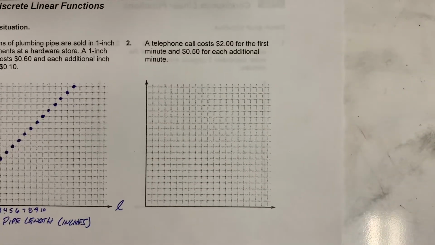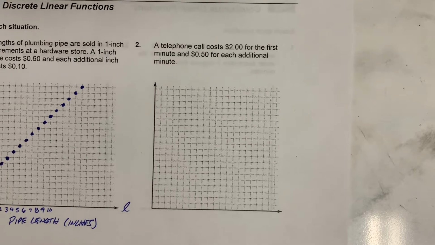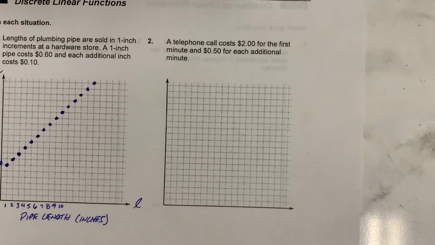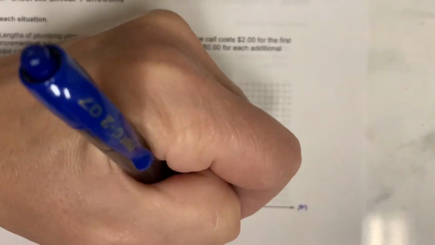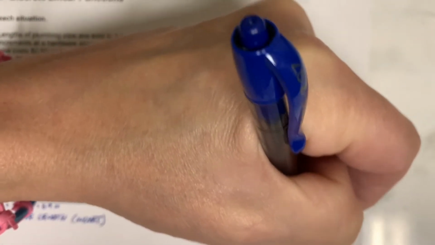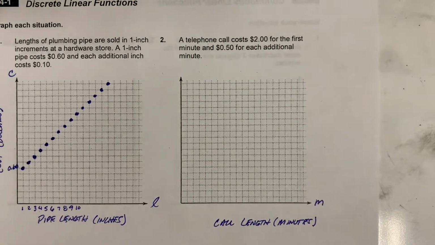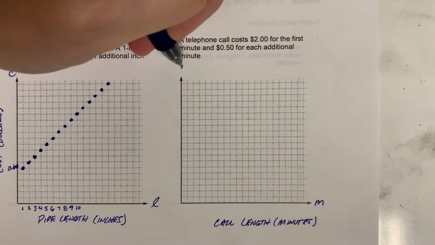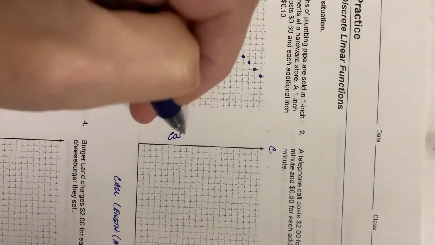Number 2 says a telephone call costs $2 for the first minute and 50 cents for each additional minute. And so our independent variable is going to be the call length, and that's going to be in minutes. And I'm going to let that be M right there. And that's going to be down here, call length, in minutes. And then we're going to have the dependent variable, sorry. Dependent variable is cost. And so that's going to be cost in dollars again of the phone call.